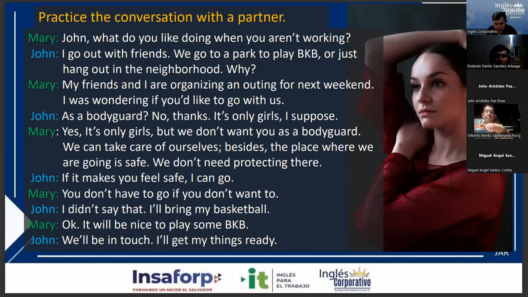Hang out in the neighborhood. My friends and I are organizing an outing for next weekend. I was wondering if you'd like to go with us. As a bodyguard, no thanks. It's only girls, I suppose. Yes, it's only girls, but we don't want you as a bodyguard. We can take care of ourselves. Besides, the place where we are going is safe. We don't need protecting there.